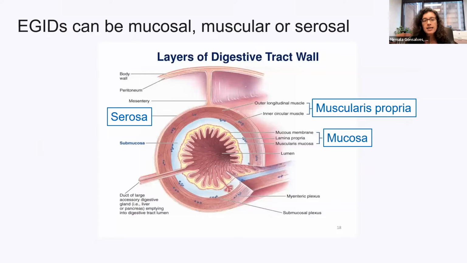The other thing to note is that EGIDs can involve all layers of the GI tract. So it can be mucosal, muscular, or serosal. What you're seeing here is a cross-section of the gut. And the gut is basically a long tube, whether it's the esophagus, the stomach, or the intestine or colon. And the tube is like a donut, with the inner portion here, which is the superficial layer, deeper layers of the muscle here, and the outermost layer of that donut, that's serosa. The superficial layer is considered the mucosa, deeper layers the muscularis propria, and the outermost layer the serosa. The most common eosinophilic infiltration in terms of EGIDs is mucosal disease, followed by muscular disease, and the least common are diseases involving the serosa.